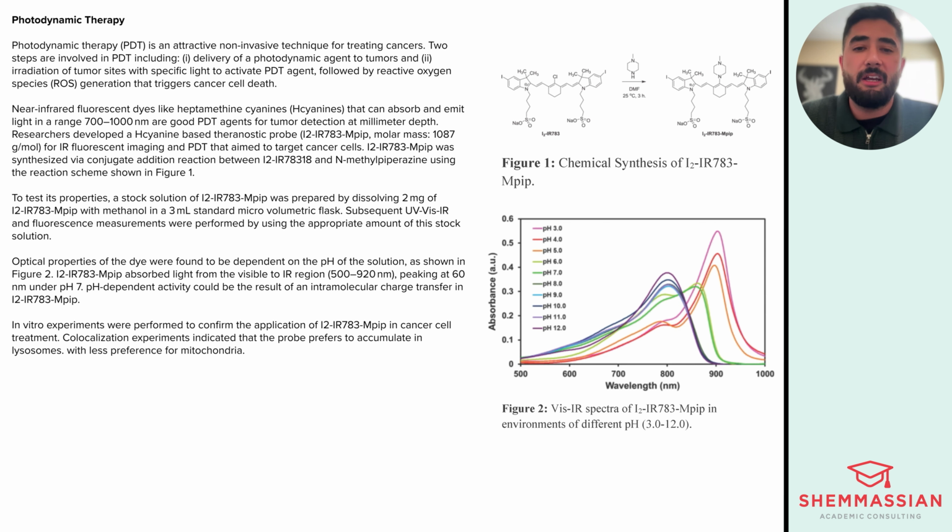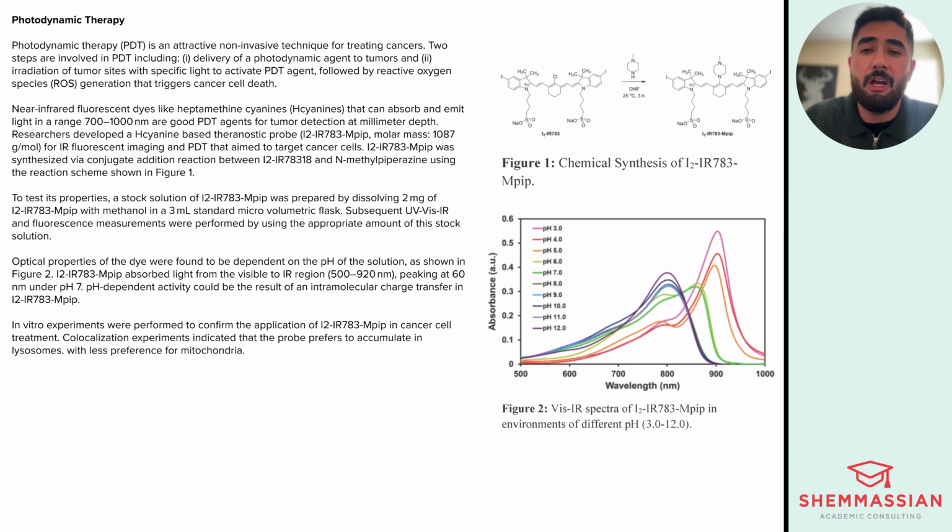It states, in vitro experiments were performed to confirm the application of MPIP in cancer cell treatment. Colocalization experiments indicated that the probe prefers to accumulate in lysosomes with less preference on the mitochondria. What that tells us here is that this paragraph, again, isn't super dense. It's not got a ton of information. It's very different from the other paragraphs, right?